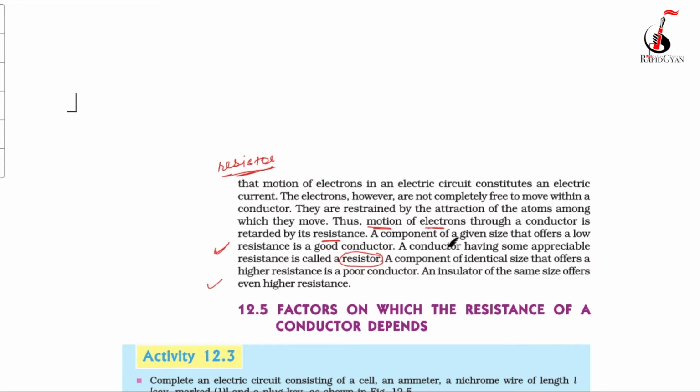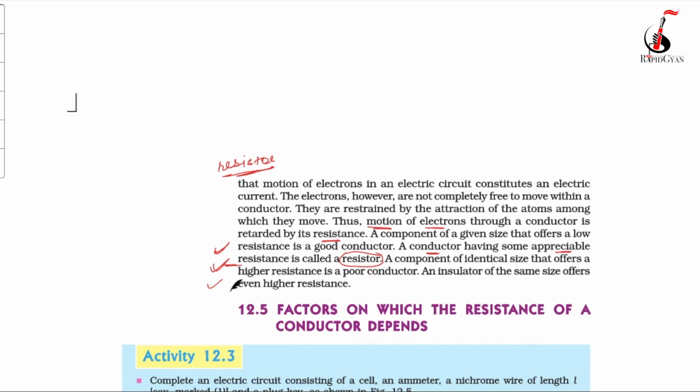Okay, so see the definition: a conductor having some appreciable resistance means they will have the resistance, but even though they will allow the current to pass through them, so they are called resistors. If in the exam you receive a 1 mark question, what is a resistor, just write it: a conductor having some appreciable resistance and they allow the current to pass through it, so they are called resistors. Whenever we do the circuit diagram, we will study more on this resistors part.